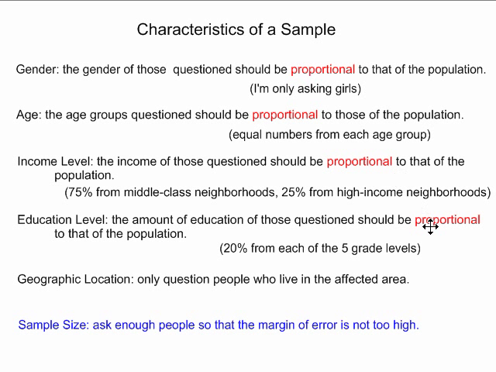All of these characteristics have the word proportional in red because it is important, if you're going to explain why you're choosing a certain characteristic, that you make it clear that you want the sample to be proportional to that of the population. If you don't get that idea across, you may lose some marks when you're answering this question on your exam.